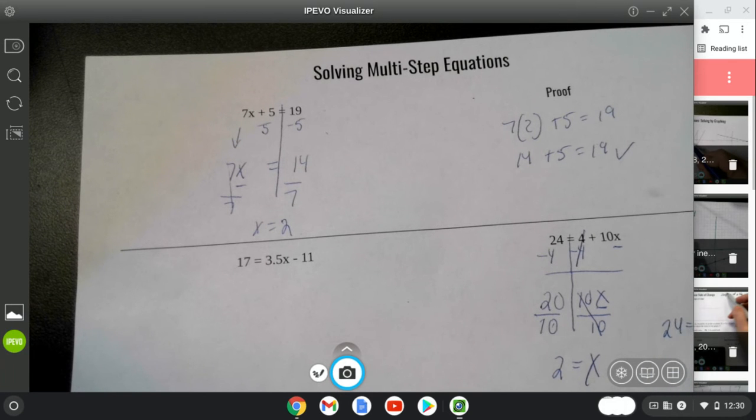24 equals 4 plus 10 times 2. And that is correct. 10 times 2 is 20, and 4 plus 20 is equal to 24, so that's correct.